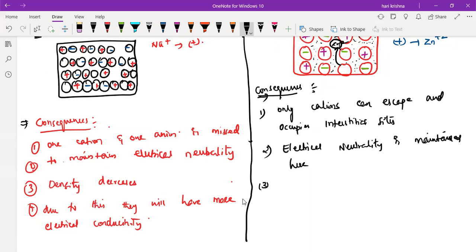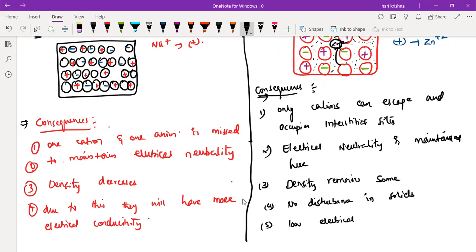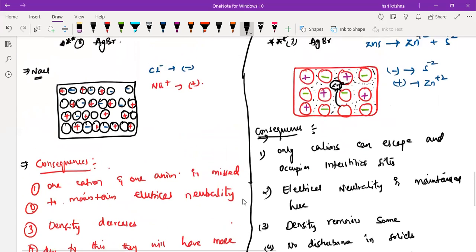Third one, density remains the same. Fourth one, no disturbance in solids. Fifth one, low electrical conductivity. Okay. These are the consequences for the Frenkel defect.